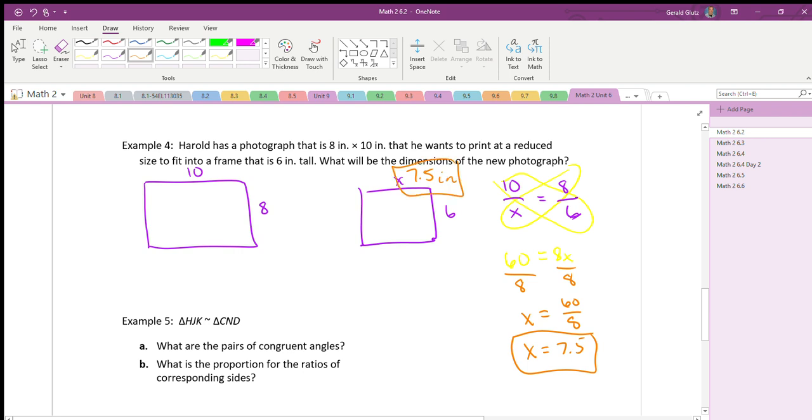So there's other ways you could set up the proportion too. So we could have also done 10 over 8. And then what side's corresponding to 10? So I kind of mixed these up when I was doing it first. Equals x over 6. And notice we'll still get the same thing. So when we cross multiply, you get 60 equals 8x. So there's a couple different ways you could set up those proportions.